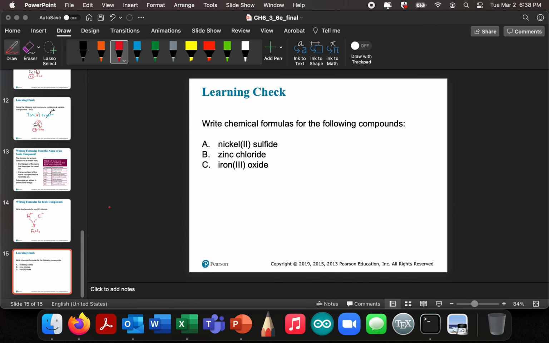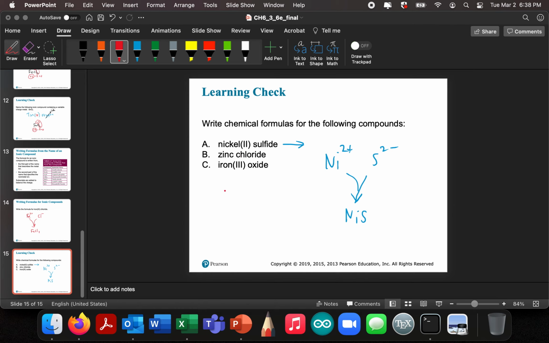Okay, so let's round this conversation out with a little learning check. Pause the video, write some answers out, and come back and compare your answers to mine. Okay, so first of all, let's do this one. Let's say nickel 2. It's going to be nickel 2 plus, right? And sulfide, which is 2 minus. And how are these guys going to match together? Aha, they have the same charge, same magnitude. So this is just going to be 1 to 1, NiS, nickel sulfide.